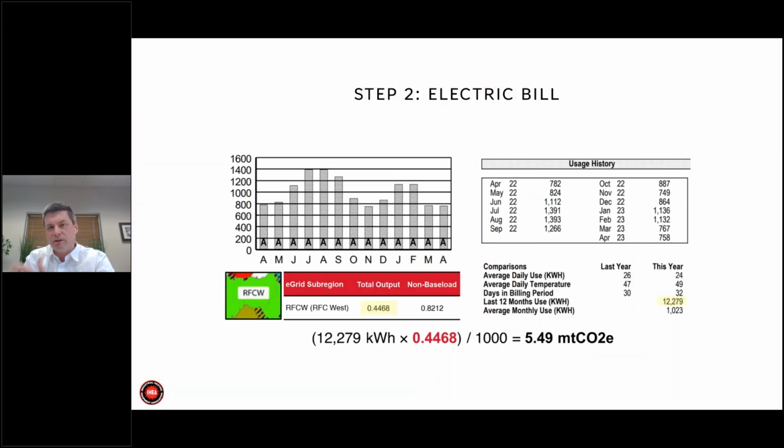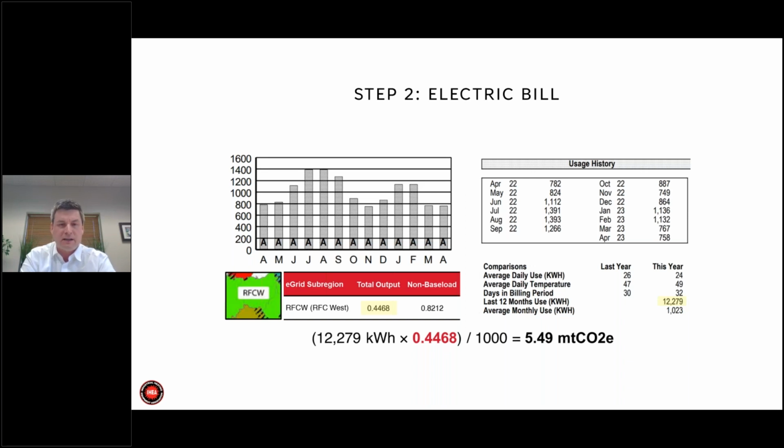So what does this all mean? Here's my electric bill. My electric utility is Toledo Edison, FirstEnergy. And they say on my bill that over the last 12 months, I've used 12,279 kilowatt hours of electricity. And I know from where I live, from my map, that my emission factor is 0.4468. Now I'm assuming that all the electricity I use is baseload electricity, which probably isn't exactly true.